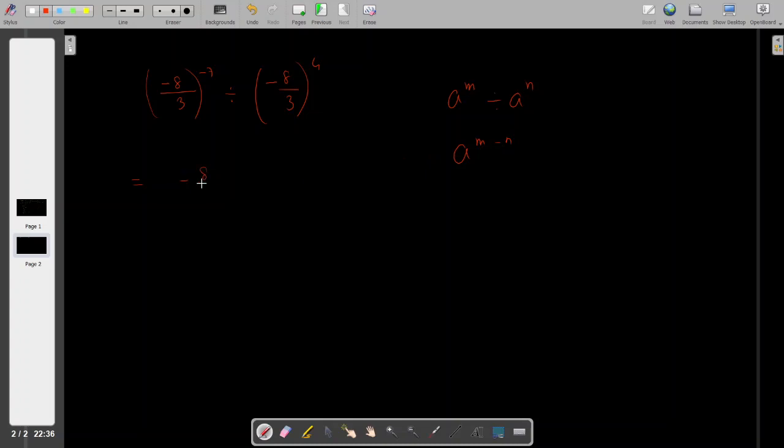Now here it will be (-8/3) to the power -7, there will be a minus sign, and here 4 is positive, so keep it like this: -7 - 4. So -7 - 4 is -11. But what is the demand of the question? To express it with positive exponents. So my answer will be (-3/8)^11. Exponents positive, not the base, so this will be the answer.